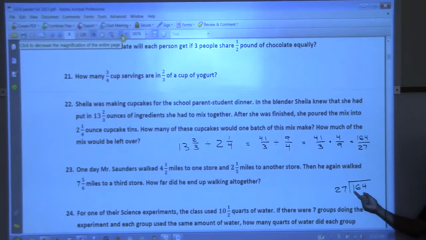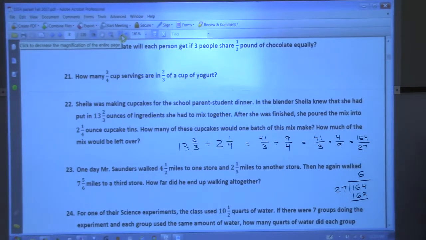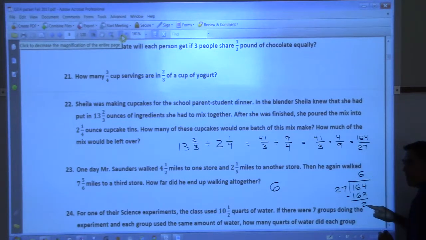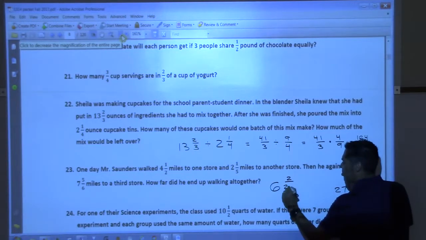So 27 doesn't go into 1, 27 doesn't go into 16. So you just kind of have to guess at a number here. What is it? 6, so it goes in here 6 times. Multiply, 162? Yes? Okay, and then subtract and you get 2 left over. So your answer is 6, and then your remainder 2 over your divisor 27.